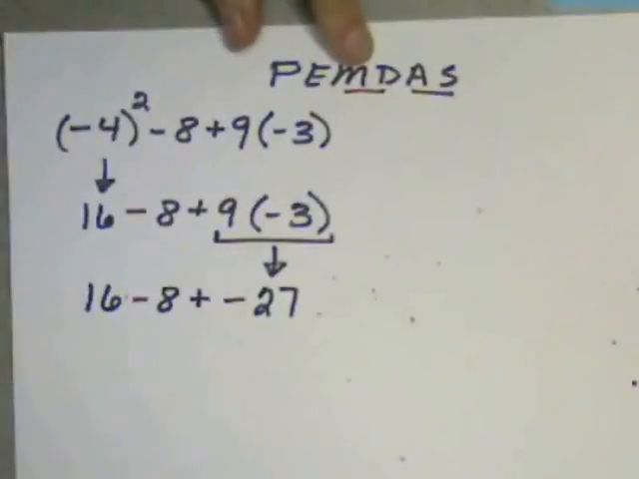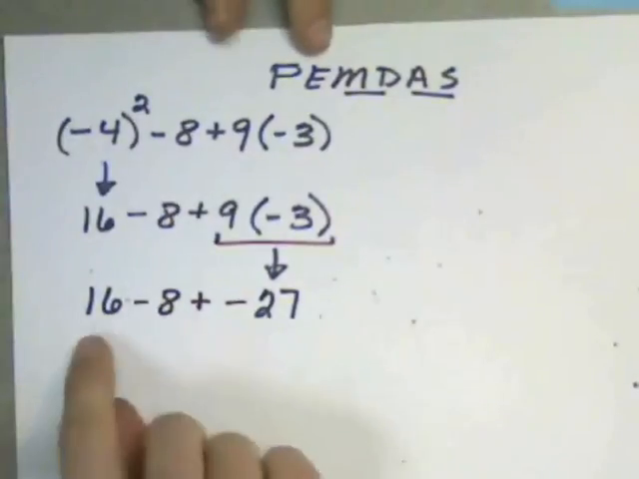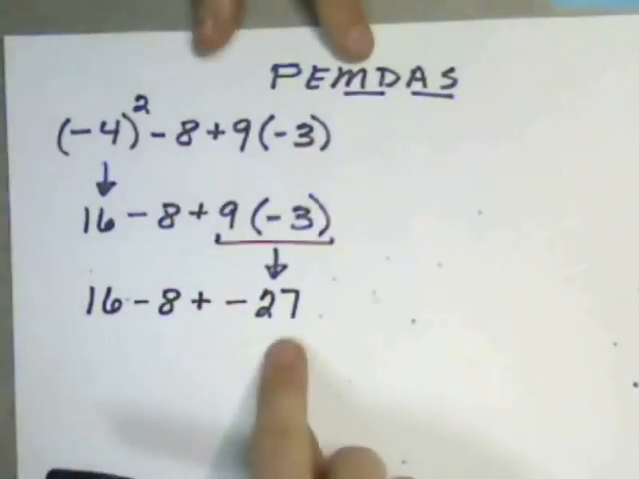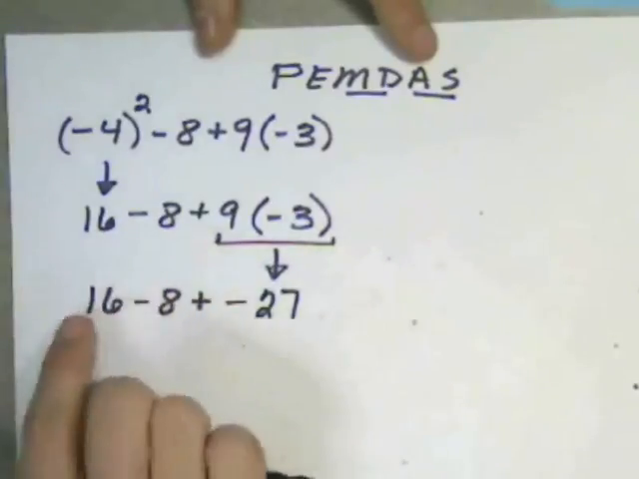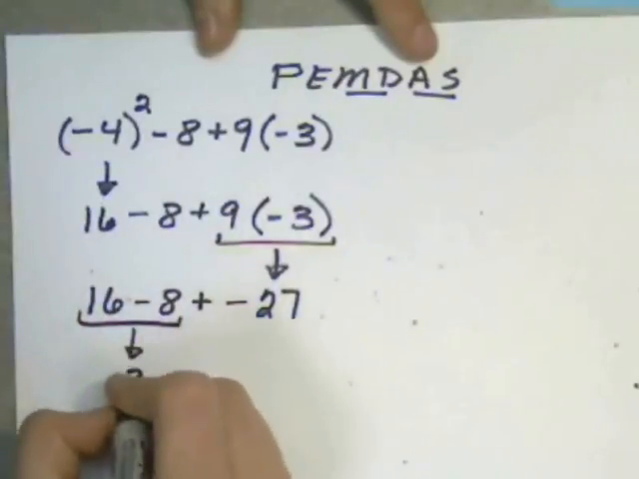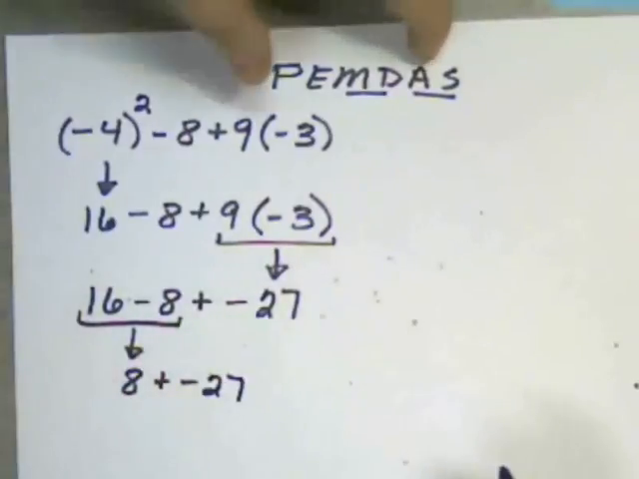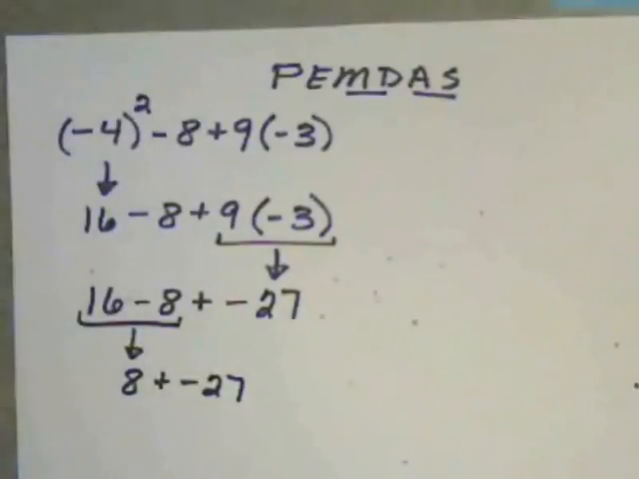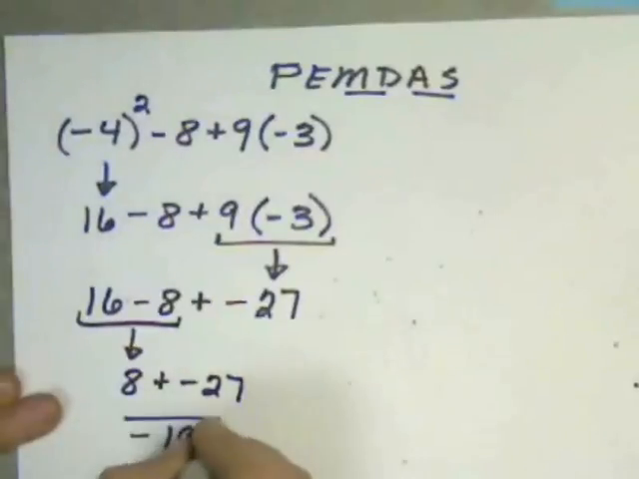Then as we look at this, we say, do I have parentheses? Reading left to right through the problem, no. Exponents? No. Multiply or divide, no. Addition or subtraction, sure. Hit it left to right. So the first one you come to is 16 minus 8. That gives me 8, and I'll bring down the plus negative 27. Since I have opposite signs here, really what I'm doing is subtracting. So 27 minus 8 is 19, and with the sign of the larger, that's a negative 19.